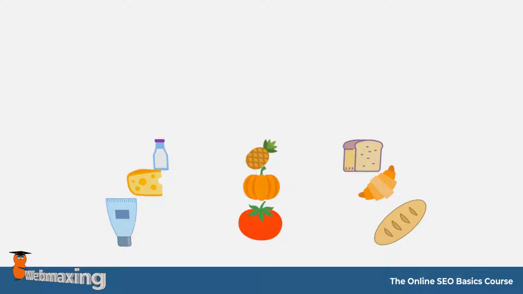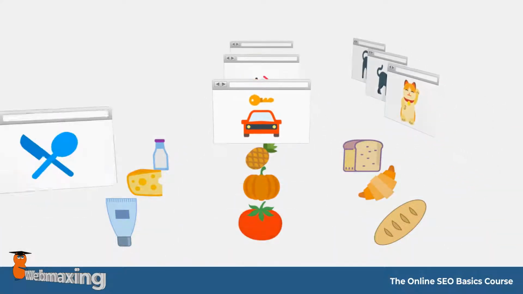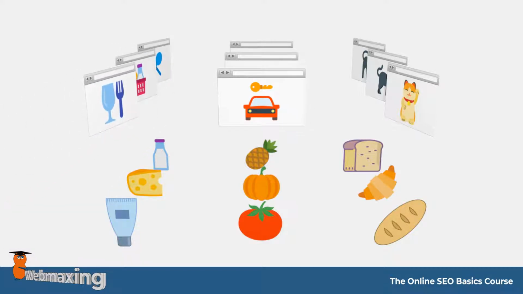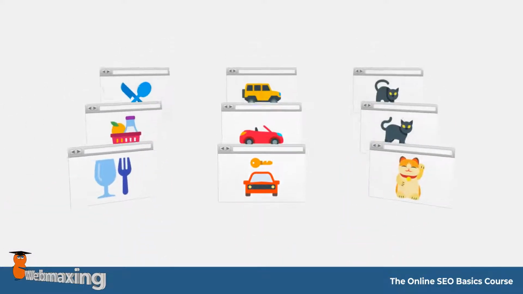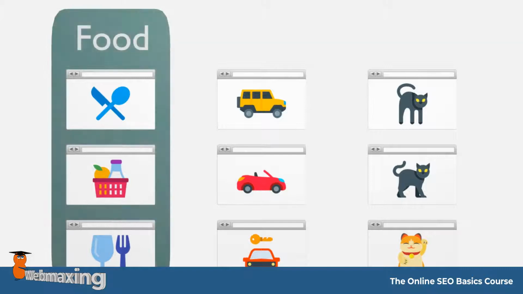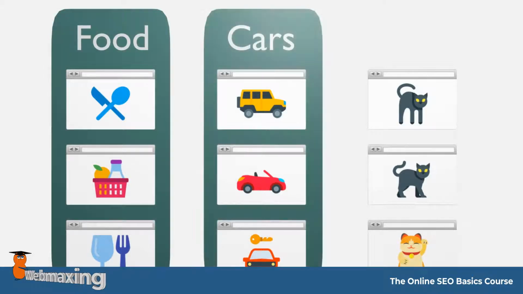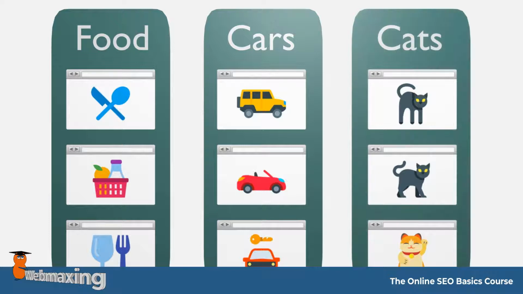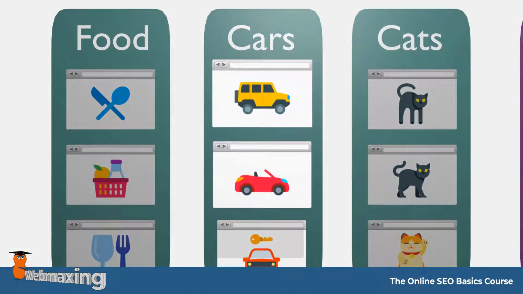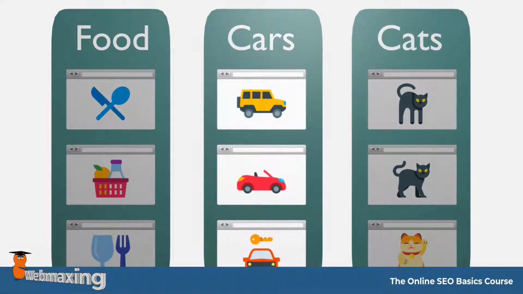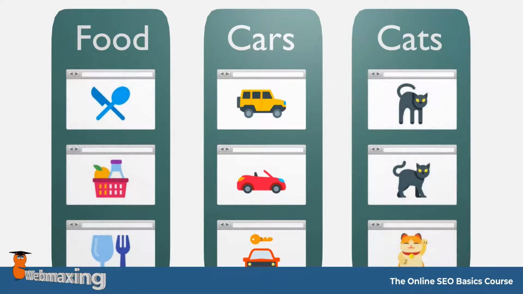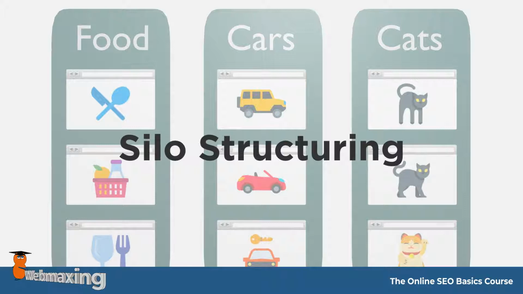Just like the store, our website should have a structure with similar themed pages gathered together, so search engines can say, "That website has an awesome section on food, and on cars, and on cats." Individual web pages have more impact with search engines if the search engines can see a page is part of a more comprehensive set of pages on a theme or topic. Creating your website this way is known as silo structuring.